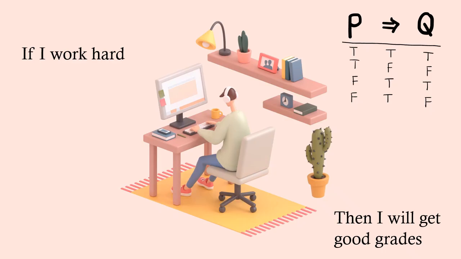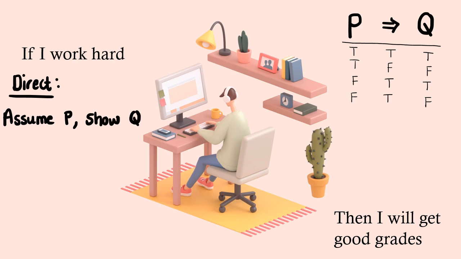they differ. The first form of proof is called a direct proof, and this is where we assume that P, the hypothesis, is true. We did work hard, and we show that Q will naturally follow from that. We will get good grades. It's called a direct proof because we follow the direction of the implication arrow exactly. P points to Q. If we work hard, then we will get good grades.